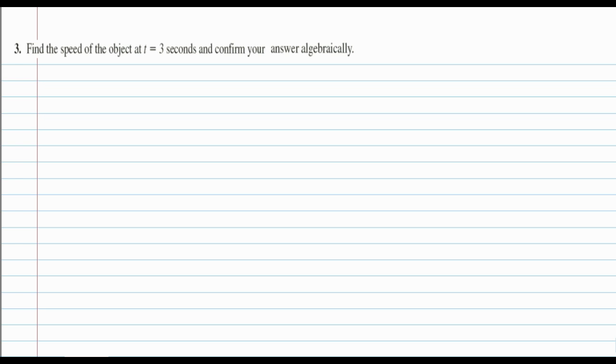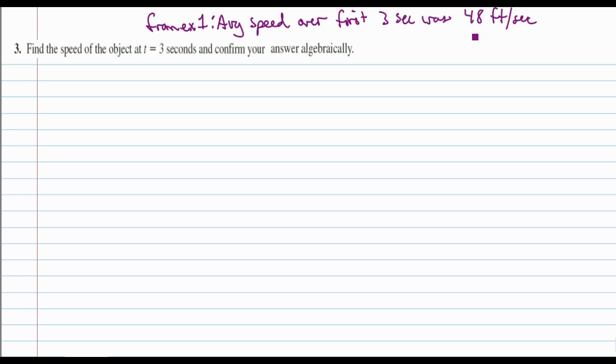Now the try problem asks us to find the speed of the object at t equals 3 seconds to confirm our answer algebraically. If you remember from example 1, the average speed over the first 3 seconds was 48 feet per second. And as we said, since the rock started at a speed of 0 feet per second, it's got to be going way faster than that towards the end to have an average of 48 feet per second. So I'm going to estimate it's going to go way faster than 48 feet per second, but let's find out.